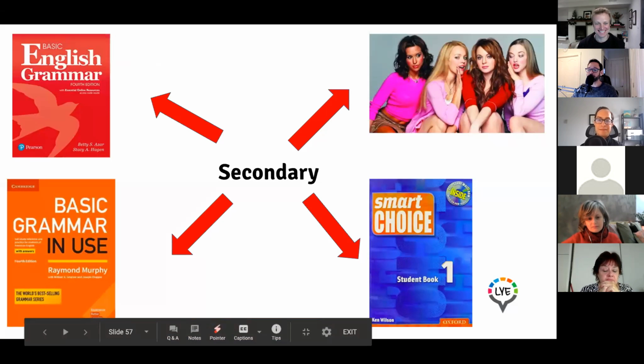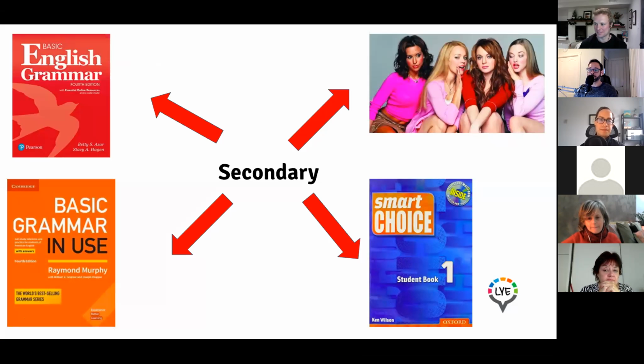In terms of secondary sources, they're good because they're readily accessible and frequently used by teachers, but the reliability depends on the sources. For example, a book like Smart Choice by Oxford, and I'm sorry if you are the author of this book, doesn't really have any sort of empirical analysis of the language. So where did the author come up with the rules here? Are they his intuition, a mix? We need to find out what evidence, if any, the conclusions or the writing of the book was informed by. That's what's really important about secondary sources.